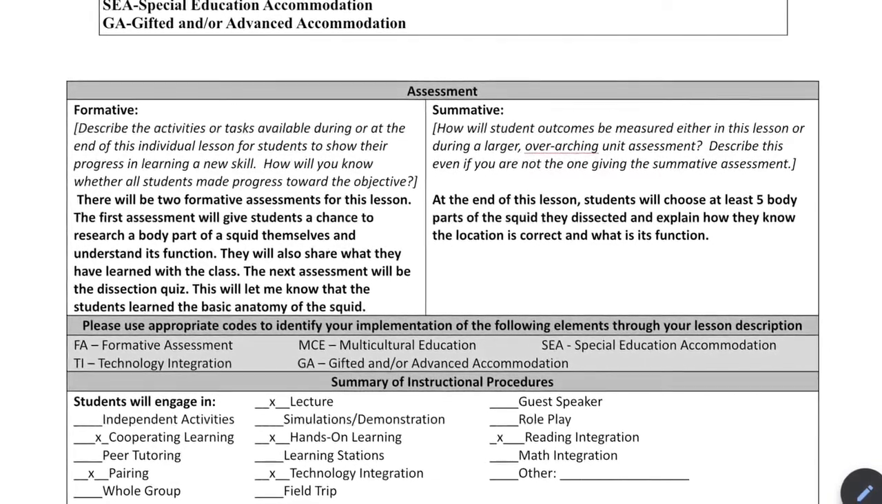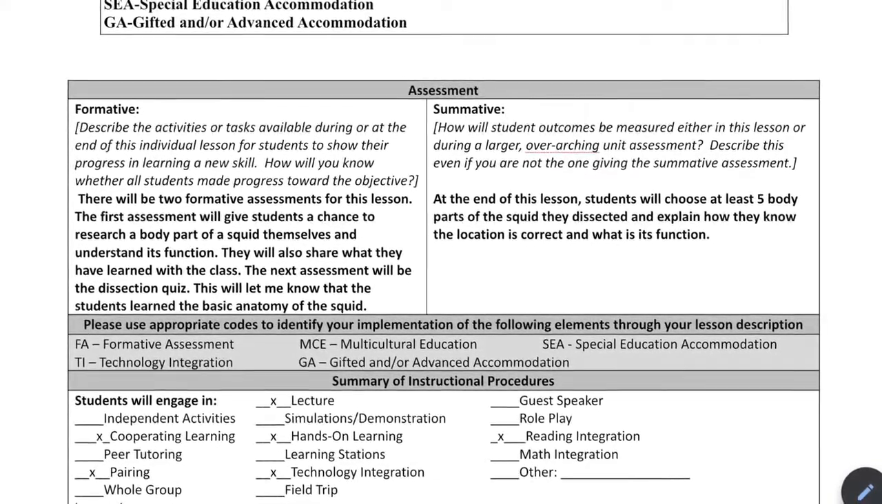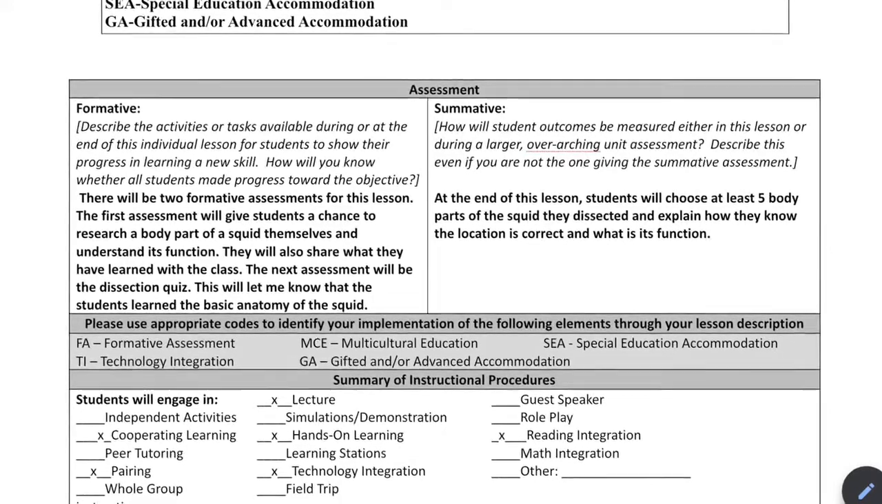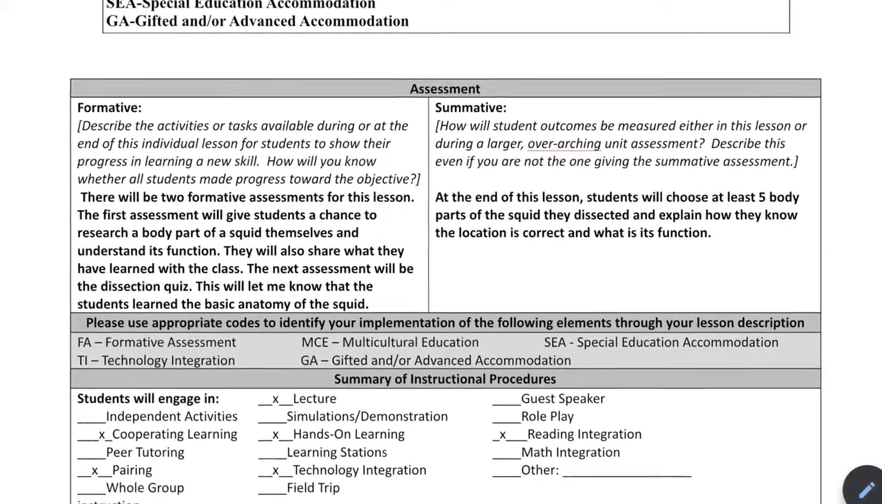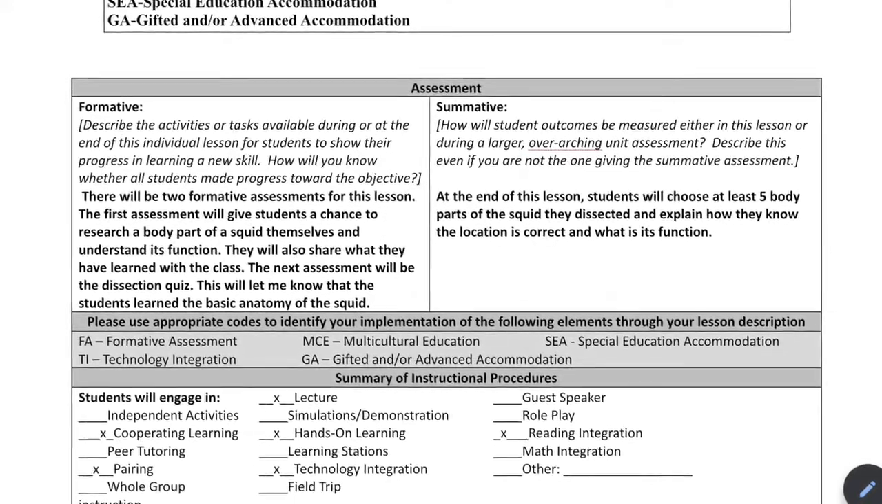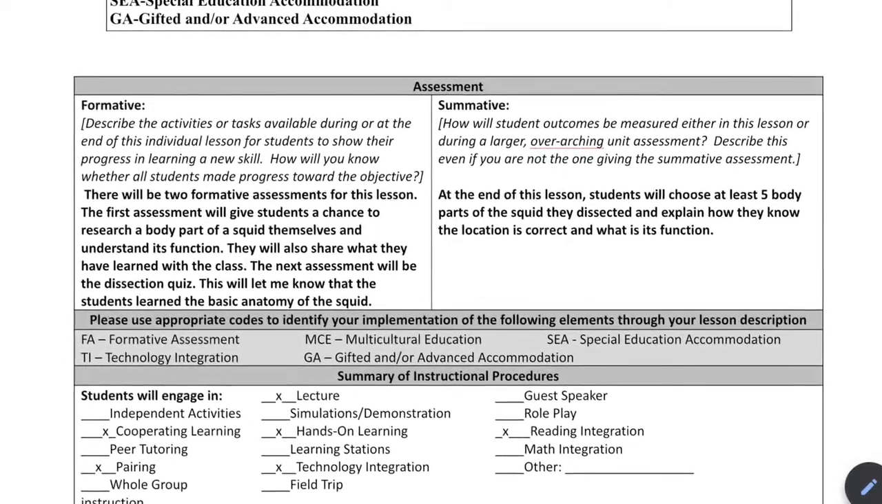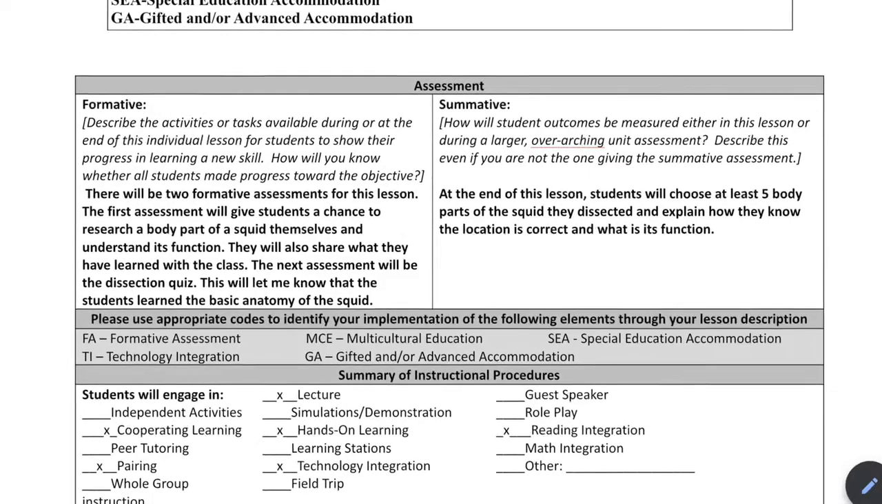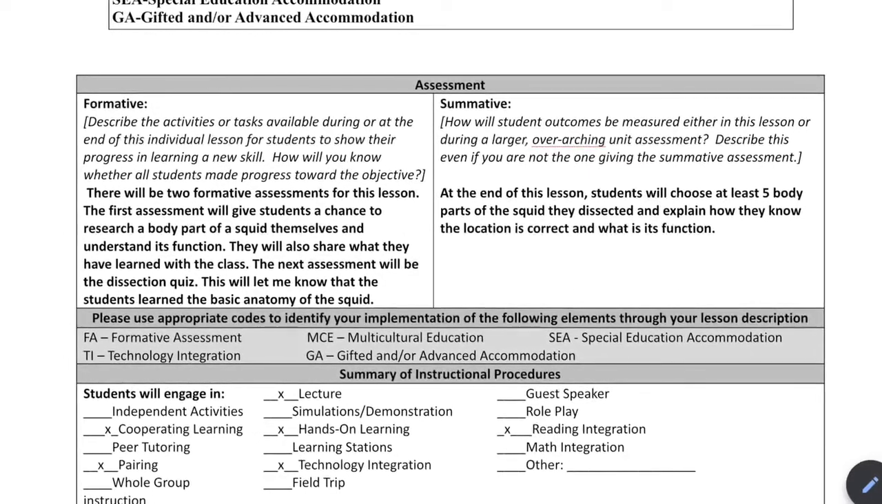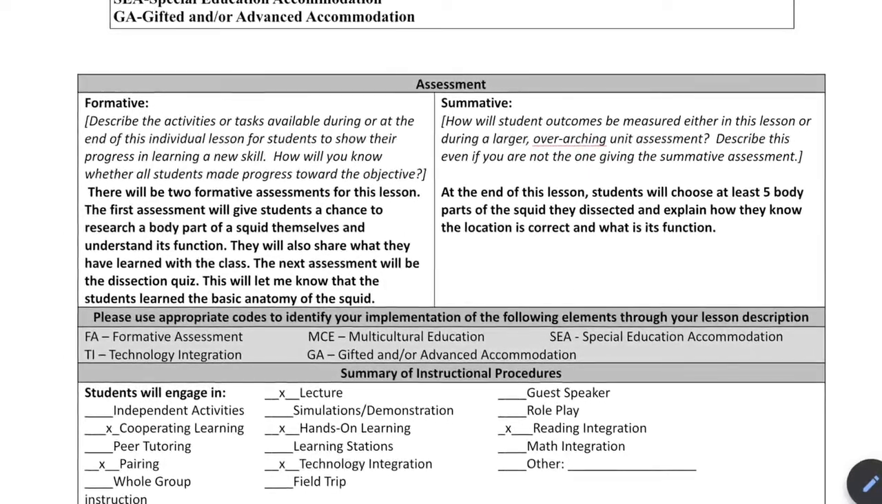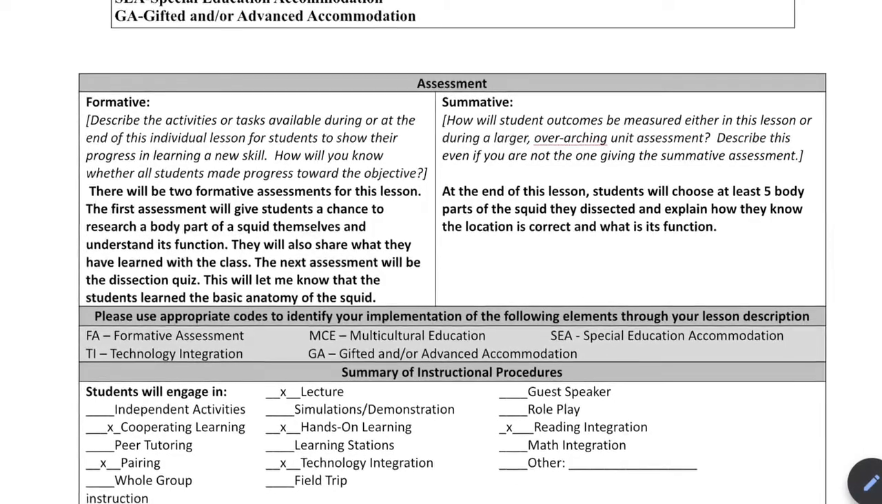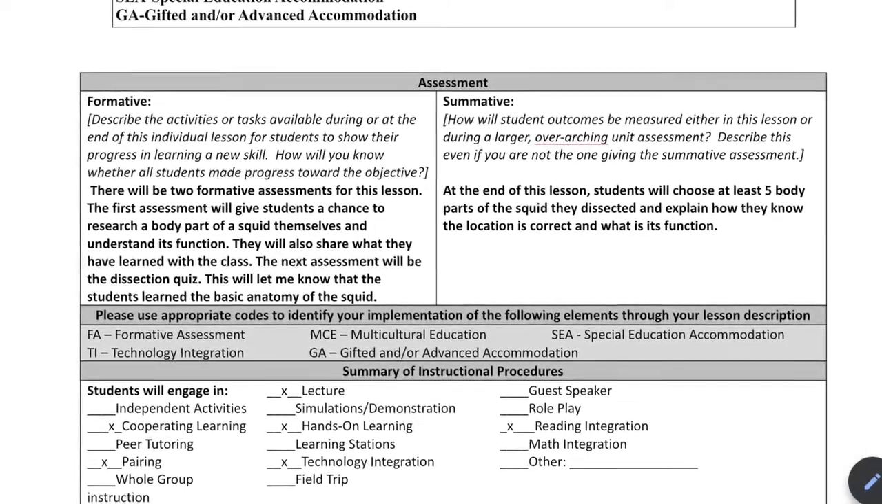In the sections below, we can see a summary of instructional procedures. We can see cooperative learning, pairing. These two kind of play together in that during the dissections or research portions, we can put them in groups, that way to help MLLs with both vocabulary for the class and also just conversational English.